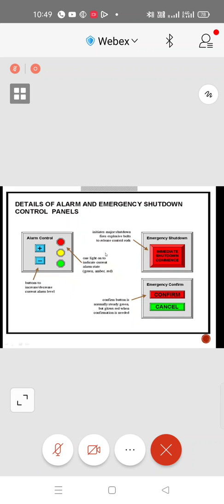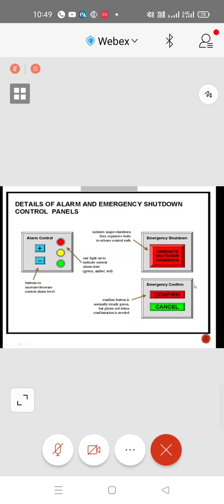Here, one light indicates the current alarm state: green, amber, red. Normally, such types of conditions are maintained in the alarm control panel. Some emergency shutdown conditions initiate a major shutdown, fires, explosive boards, release control lights. How do we communicate them, how do we announce the emergency situations in those conditions? Such types of alarm have to be communicated to the people.